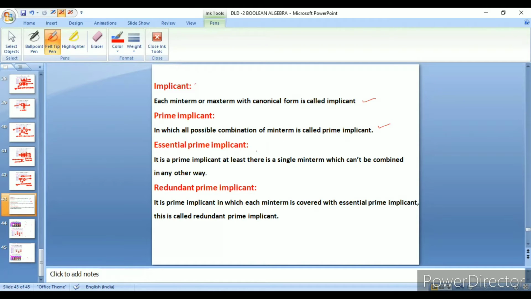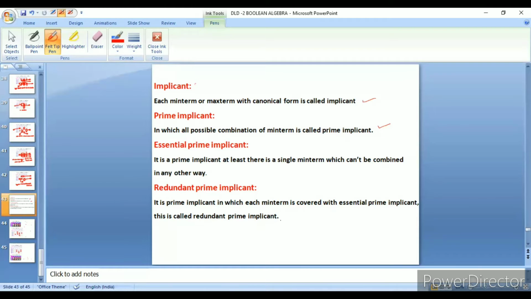Next, essential prime implicant. It is a prime implicant in which there is at least a single minterm which cannot be combined in any other way. Those types of prime implicants are called essential prime implicants. Next, redundant prime implicant. It is a prime implicant in which each minterm is covered by essential prime implicants. Those types of prime implicants are called redundant prime implicants.